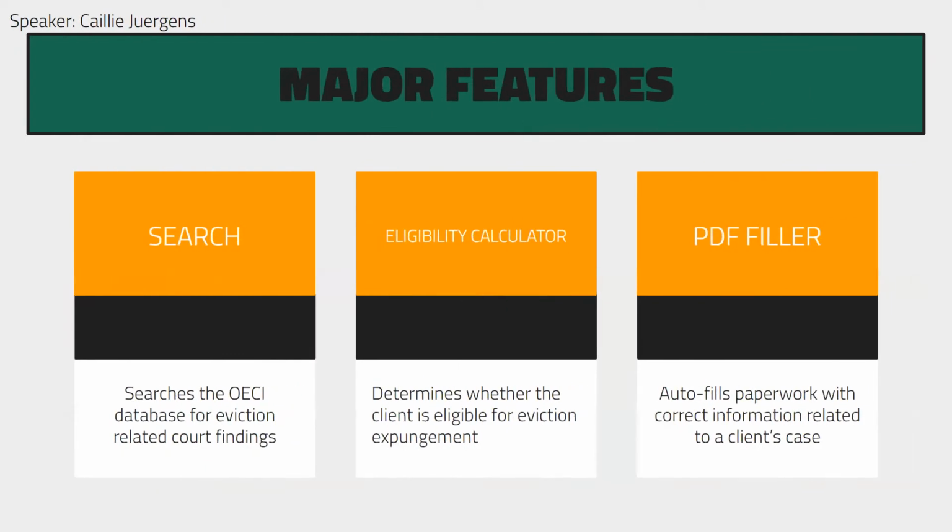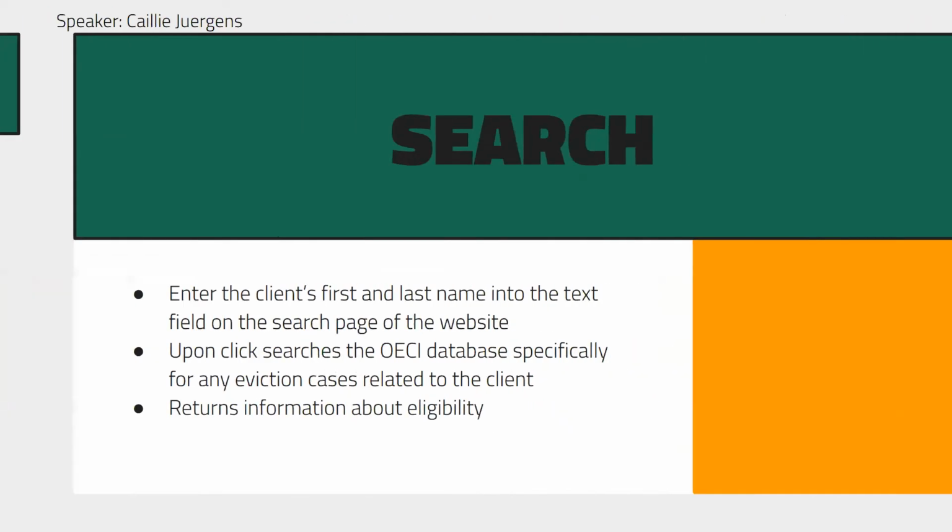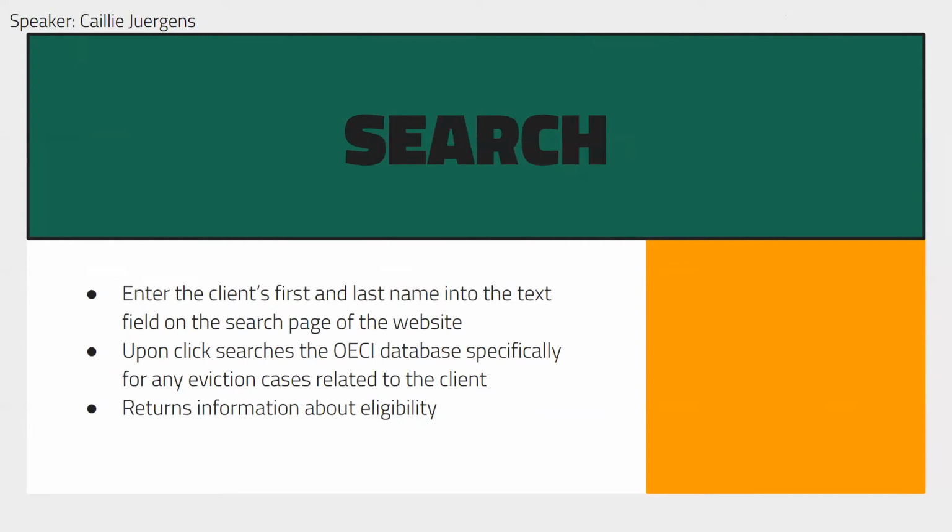The main features in this project include the search feature, the eligibility calculator, and the PDF filler. The search feature allows the user to enter a client's first and last name into the search bar on the website's search page. It subsequently searches the OECI database for related eviction court filings. If the client's case is found in the database, it will return information that assists in calculating eligibility and fees. If the client's case is not found, it will notify the user.